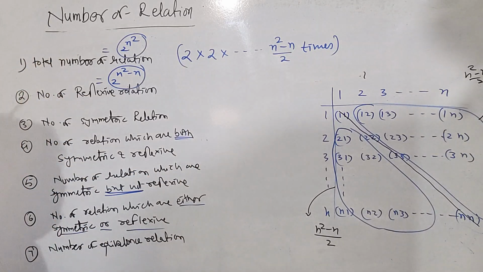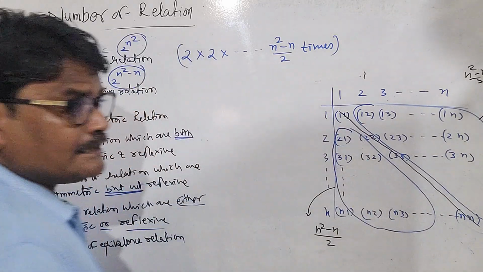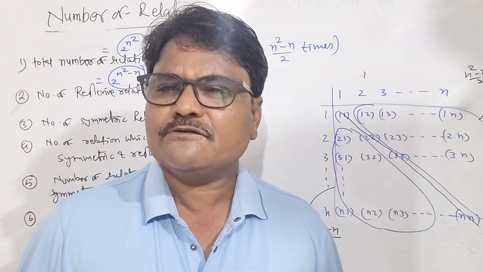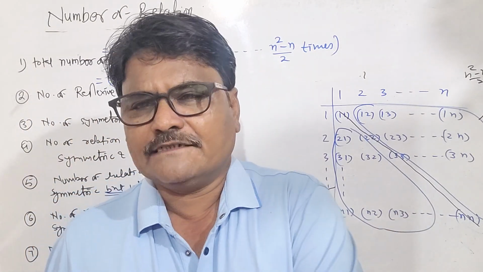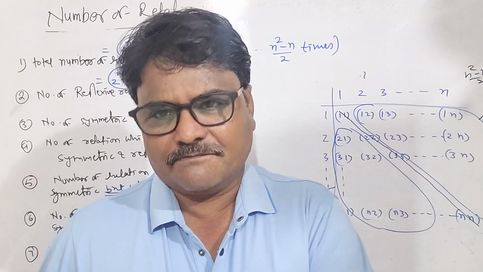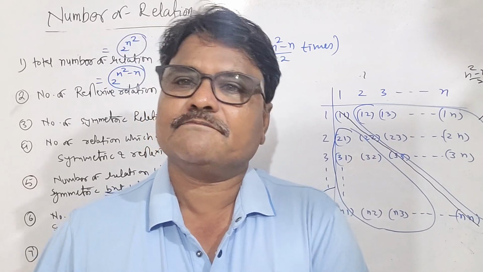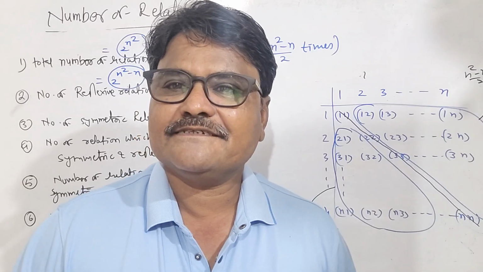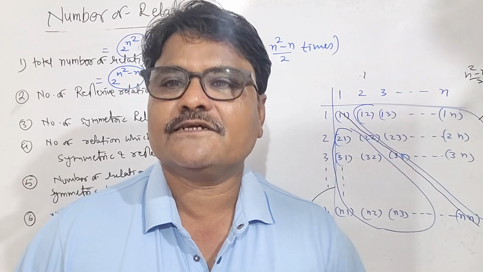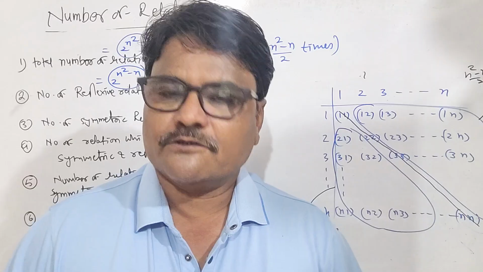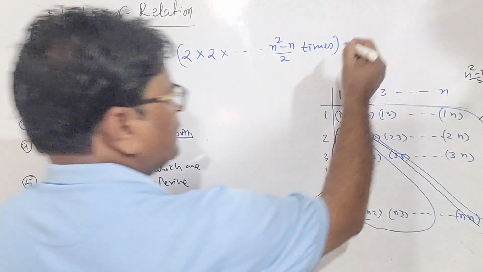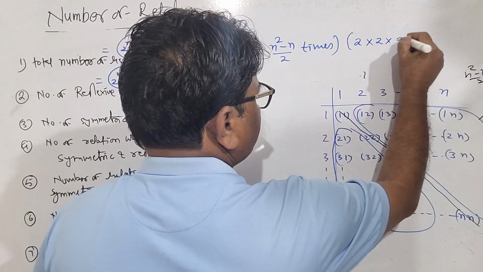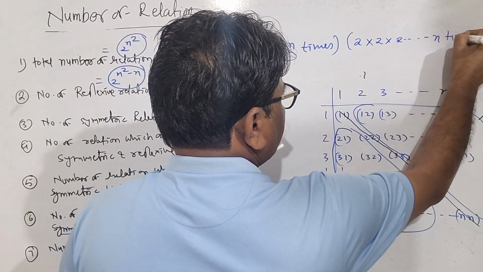Now coming to the diagonal elements. If (1,1) goes into the set, there is no problem, since (a,a) is already its own mirror. The relation is still symmetric whether (1,1) is going or not going. Therefore every diagonal element also has two choices. How many diagonal elements? There are n diagonal elements.